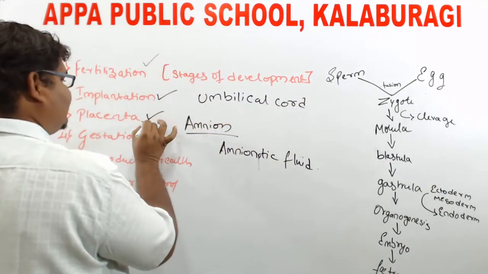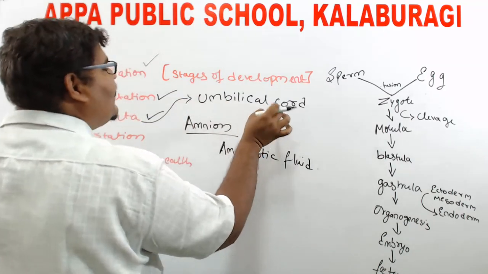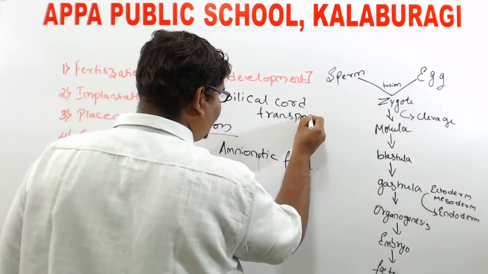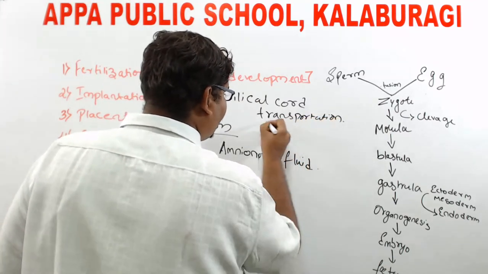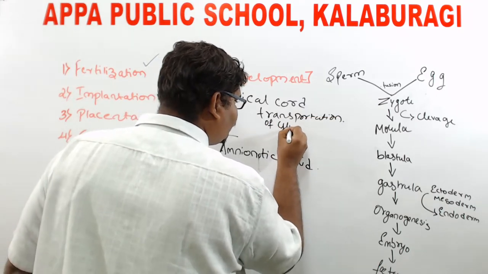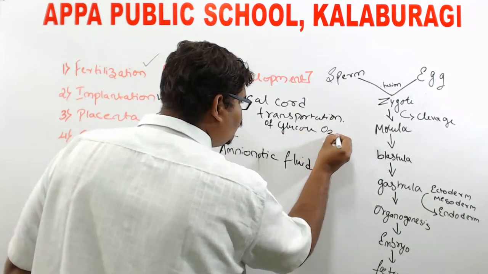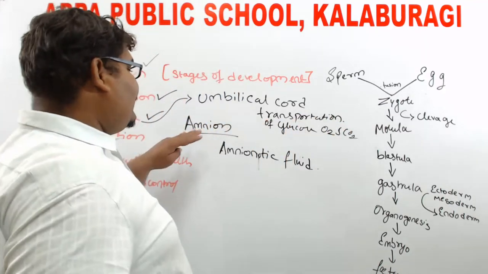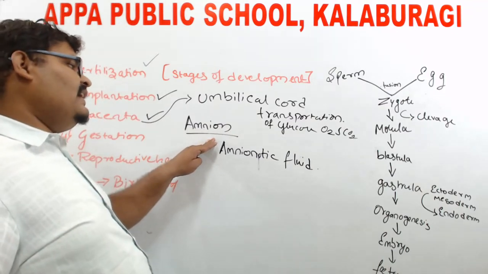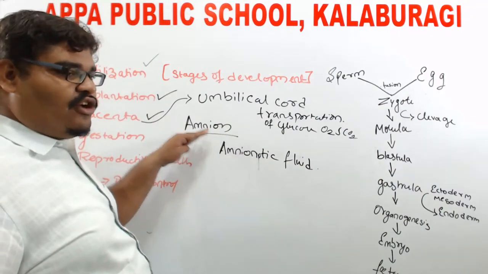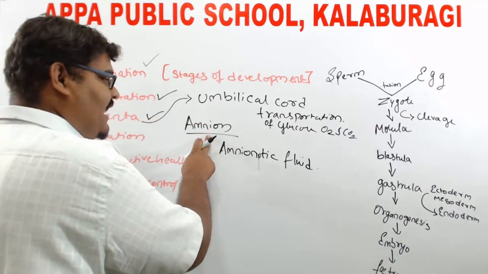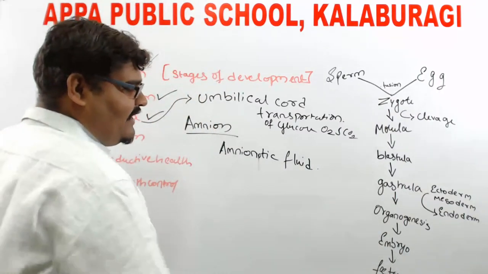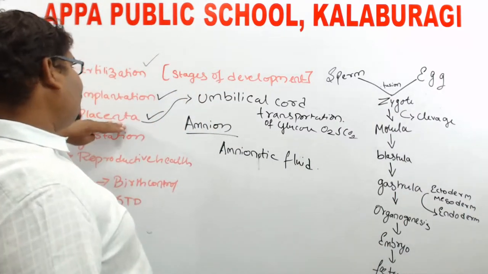So inside the placenta there is the umbilical cord, and this umbilical cord helps in the transportation of glucose, O2, CO2, etc. And in a carry bag like structure, or a covering, or a sac like structure, that is called the amnion, filled with fluid, the embryo is going to develop. This is all about the placenta.